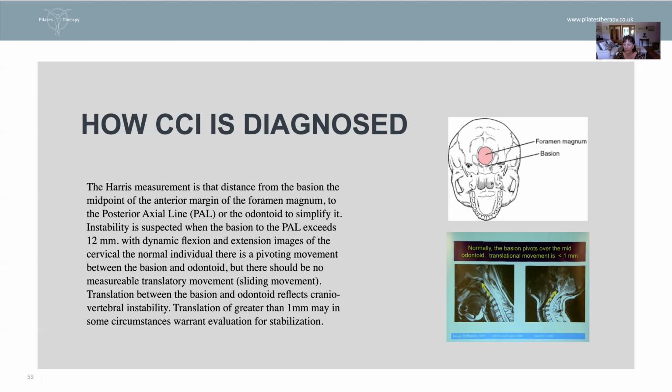So you can see in the imaging, they take a moving image here. So they will take someone moving into flexion and moving into extension, because you would expect when they measure this that there will be virtually no movement. So if there's a translation or a sliding movement between these points of more than 1 millimeter, then it warrants evaluation for stabilization. So it means it's sliding back and forth, which it shouldn't do.